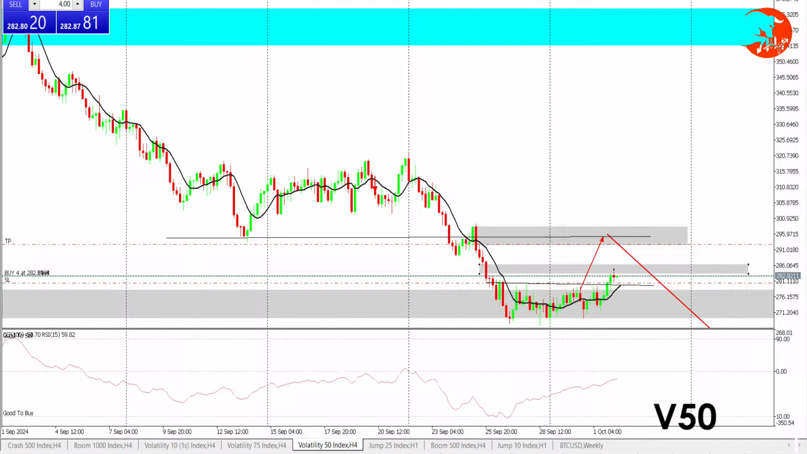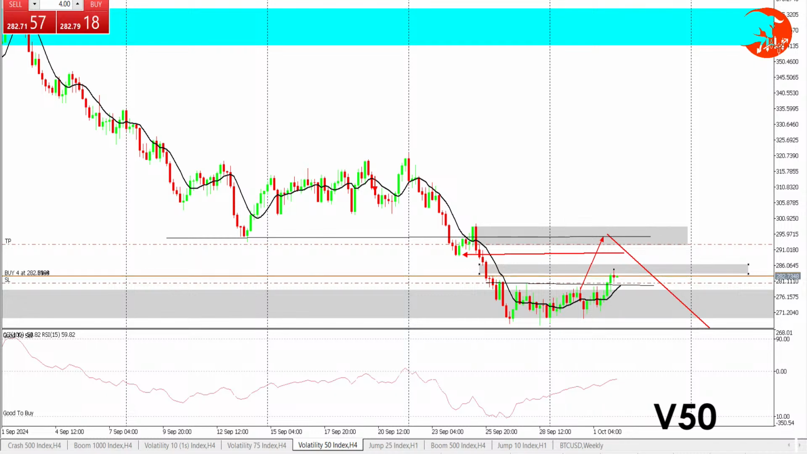Since this is a break of structure there, we anticipate it to come always back to the breaker block, which is on this level here. So that's what we anticipate to come, at least reach that level, the breaker block, and then drop down. So until it fails to do that, we have no say right now.